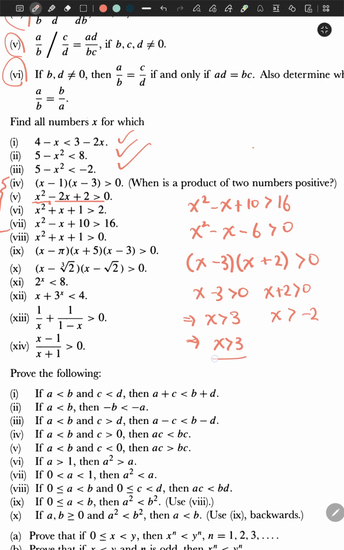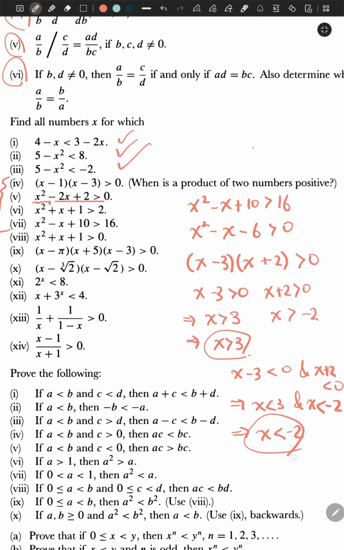So we found one case. Another case is when x minus 3 is less than 0 and x plus 2 is less than 0 too. This means that x is less than 3 and x is less than negative 2. This means that x should be less than negative 2. So we have two cases in which this inequality is satisfied: x should be greater than 3 or x should be less than negative 2.